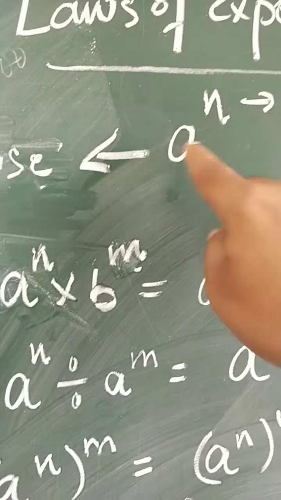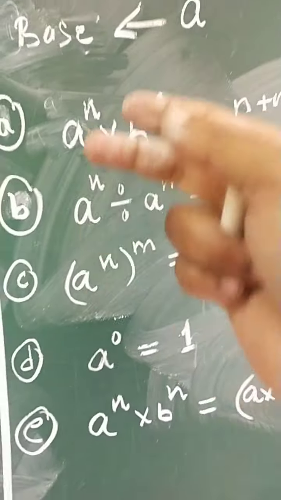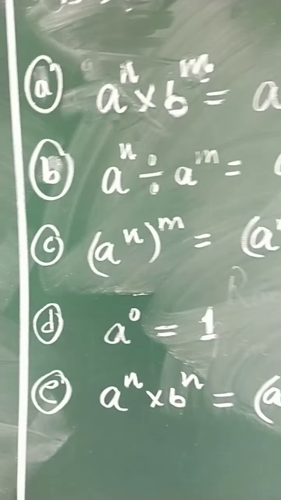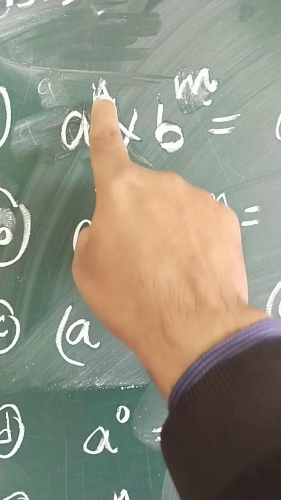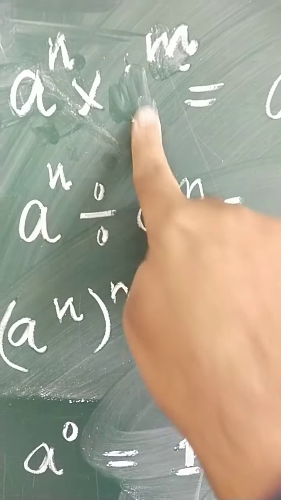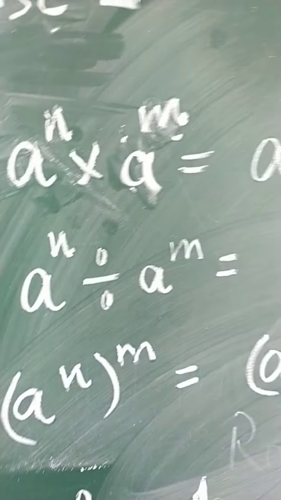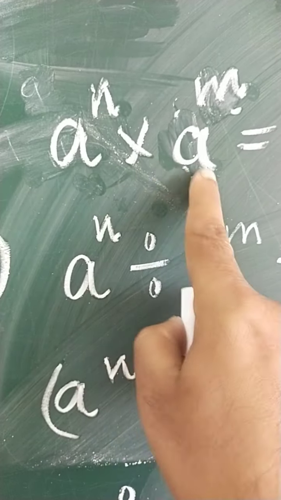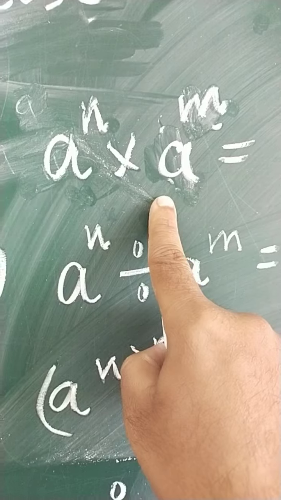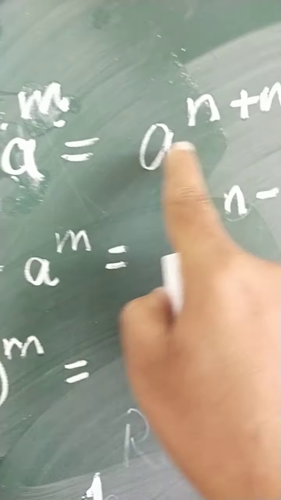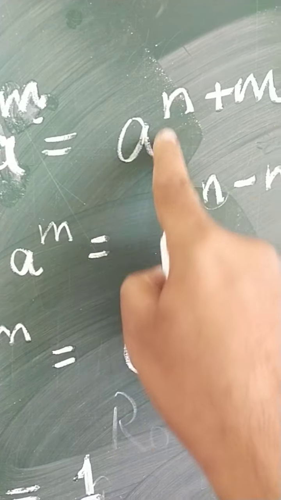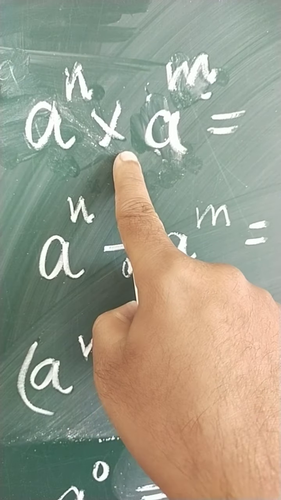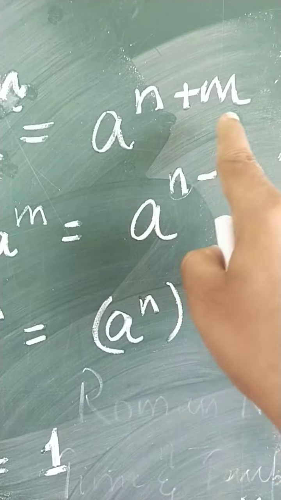Now related to this, we have some laws. There are a few laws I have given which will play a very important role in this whole exercise. Now, a to the power n into a to the power m. You see that these two expressions are carrying the same base. They have a multiplication sign in between them. In this case, the powers would be added. You see, a to the power n plus m. Always remember, when the bases are same, in case of multiplication, the powers would be added.